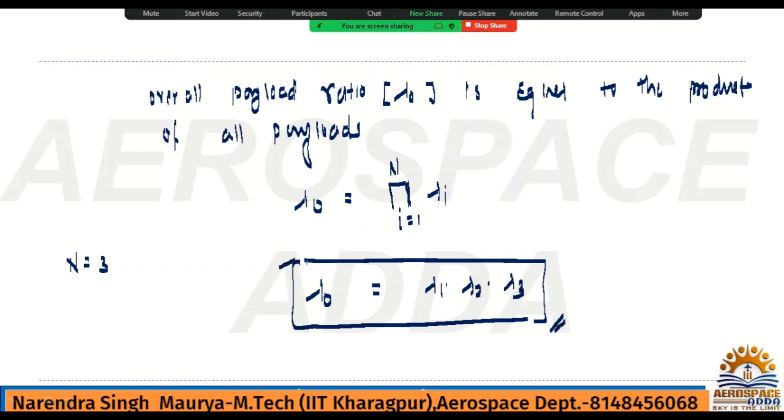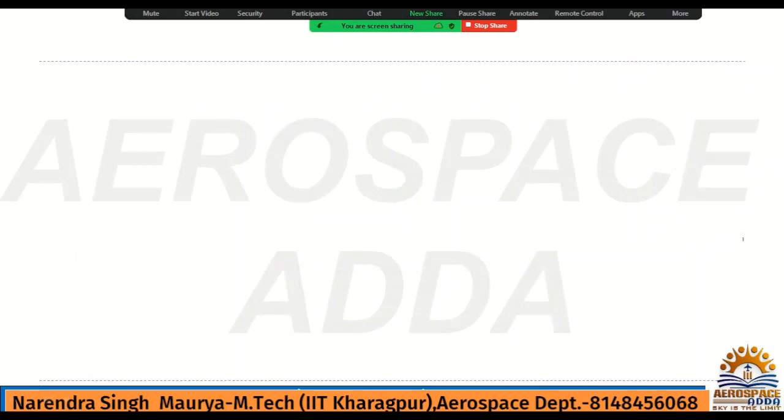Okay, you remember this is the algebraic sum, and this symbol is basically used for product. So remember this. All right, so this is what the series multi-stage is. Now we'll go for the parallel.